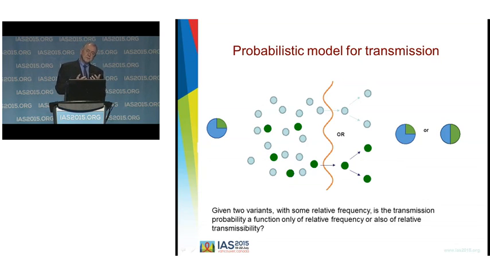Basically, it says if you've got two variants in your virus population that are there with some relative frequency, and in this case I'm showing one virus at 25% and the other virus at 75% of the population, is transmission just a probability of that frequency, or is it a function of transmissibility? In the first case, one might expect that 25% of the time the minor variant would be transmitted, whereas if there's transmissibility of the virus involved, we might see a greater fraction of infections with the minor variant.